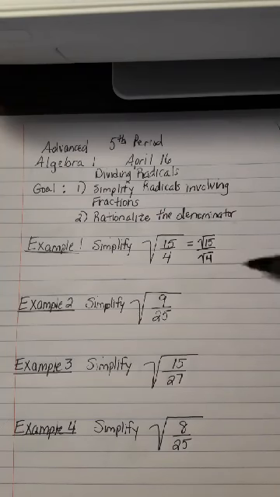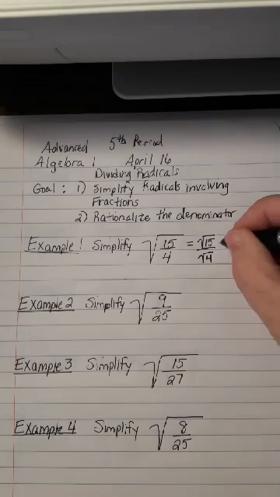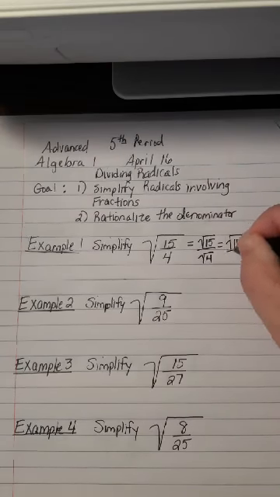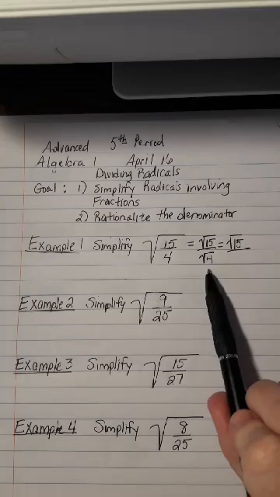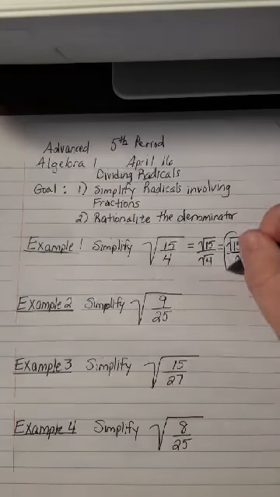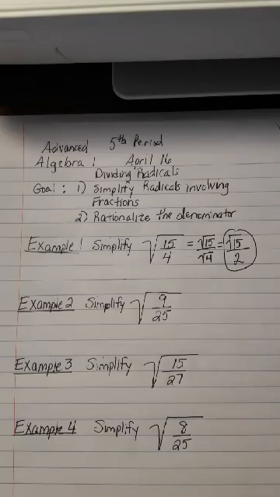And the square root of 15, there is no perfect square that can divide into 15. So you just leave that, the square root of 15. But you can take the square root of 4, which is 2. And that is your answer, the square root of 15 over 2.